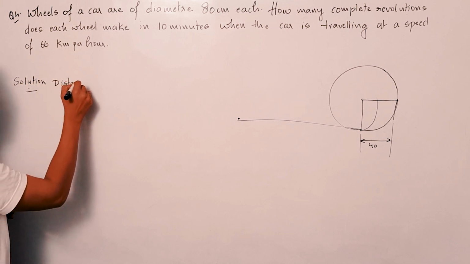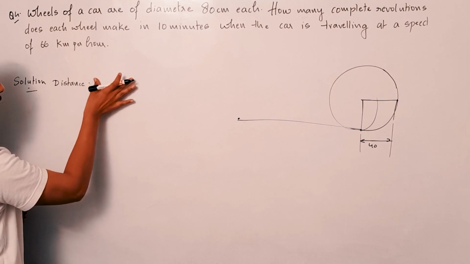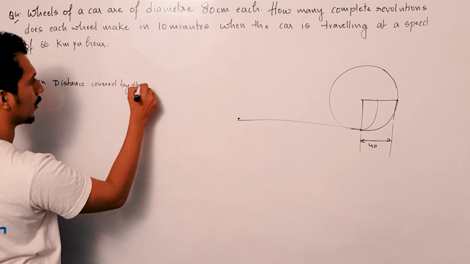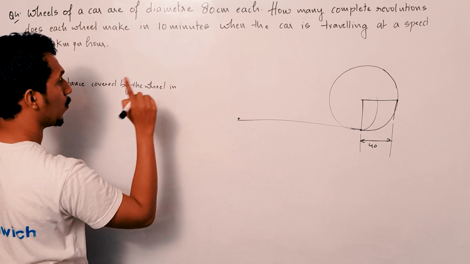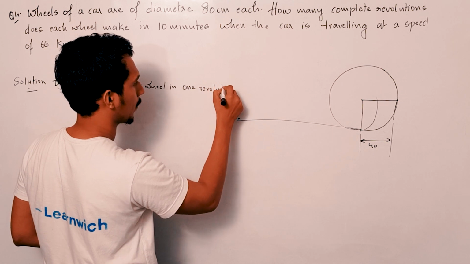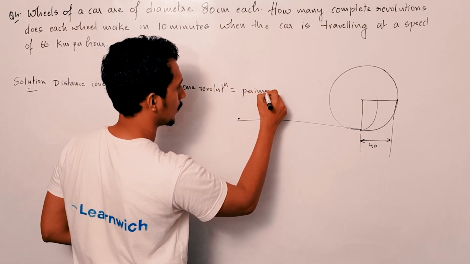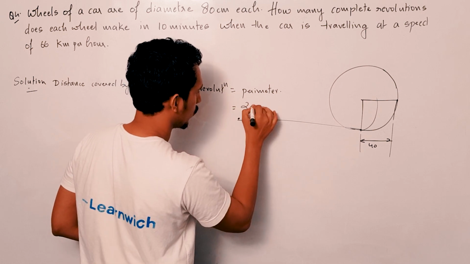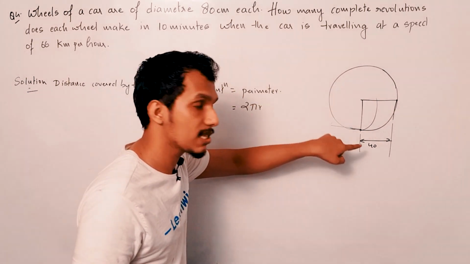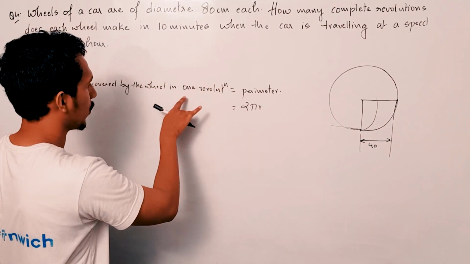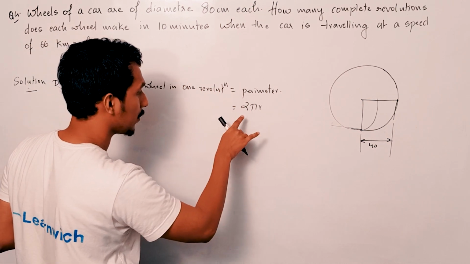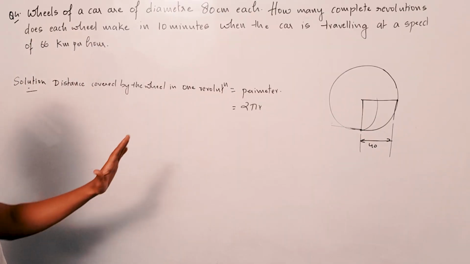Same as circumference. So the distance covered by the wheel in one revolution. When it rotates once, how much will it be? Equal to perimeter, which is equal to 2 pi r. Okay, that is how much distance this wheel will cover when it rotates for one single time. So for one revolution it covers 2 pi r distance. Okay, that's the perimeter.